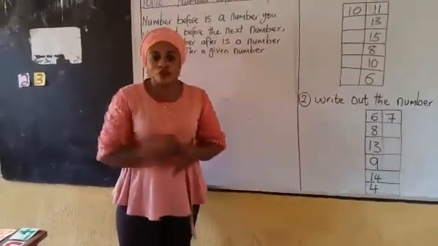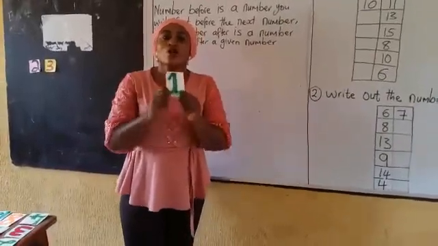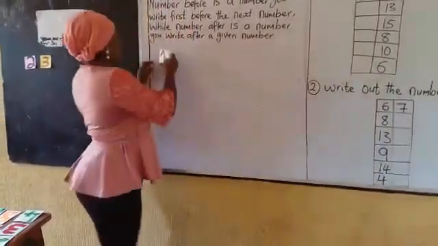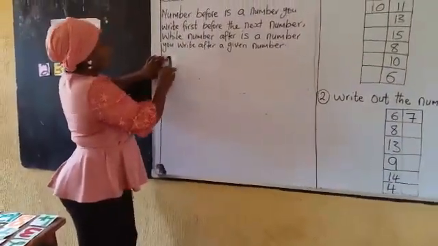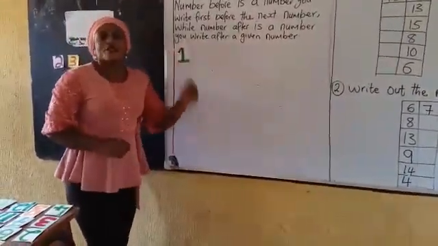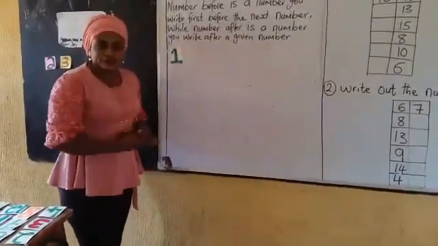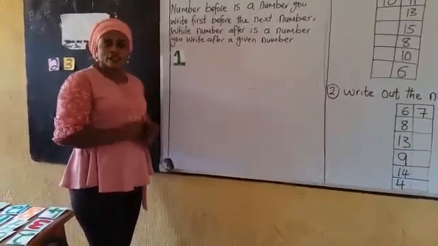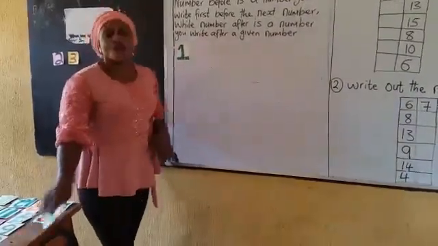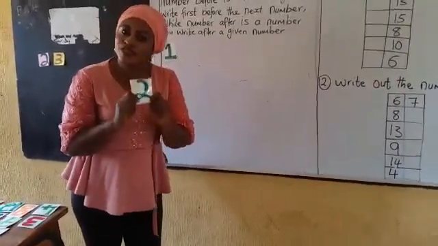So the number you write before number 2 is what? 1. Before you can write number 2, you must write number 1. That means number 1 is the number before. Good. 1 before 2. And you cannot count 3, 2, 1. No. When you count 1, the number before 2 is 1. Now you go to the next number, 2 before 3. So before you write number 3, you must write number 2. So number 2 is the number before number 3.